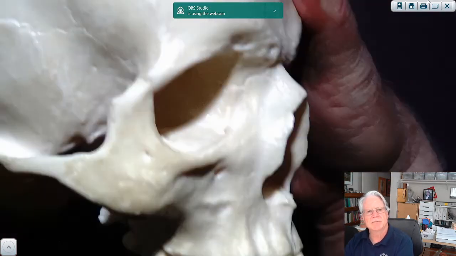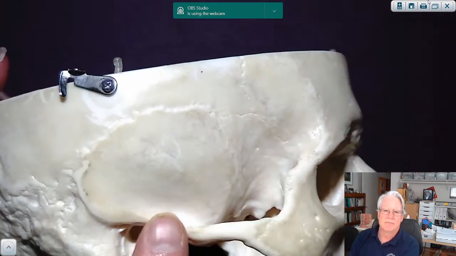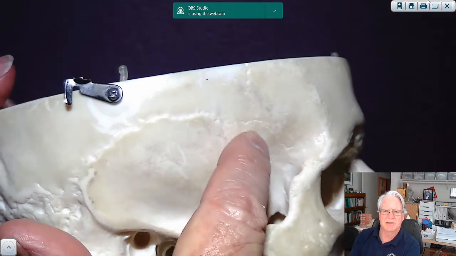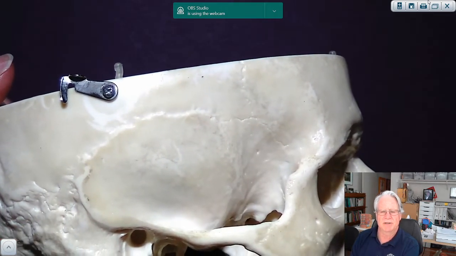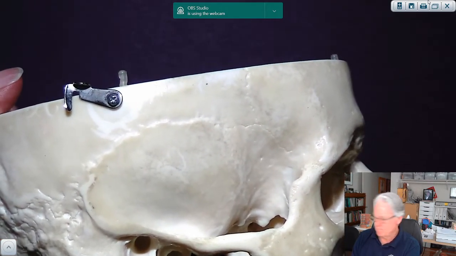Side view. There it is right there. That's the sphenoid bone. That little part right there. Okay. All right.